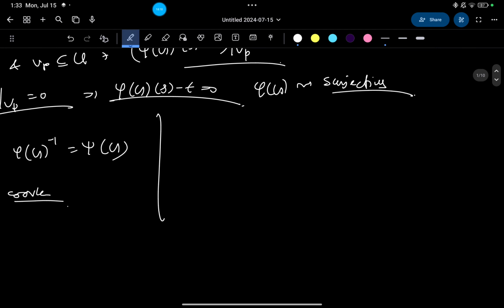By the way, let me just make a small note: suppose phi from F to G is a morphism.